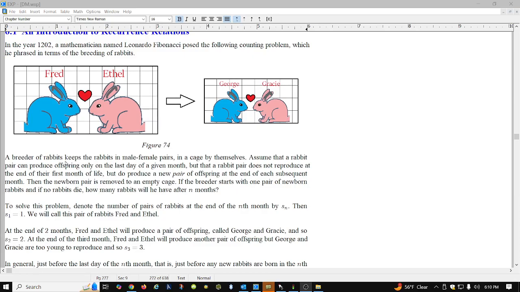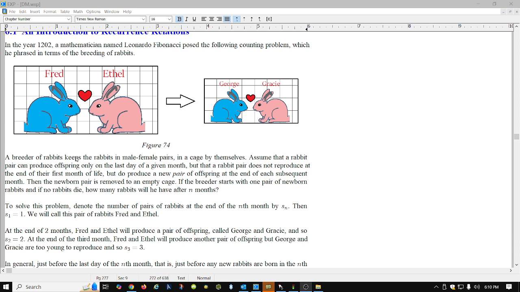A breeder of rabbits keeps the rabbits in male-female pairs in a cage by themselves. Assume that a rabbit pair can produce offspring only on the last day of a given month, and that a rabbit pair does not reproduce at the end of their first month of life because they're too young, but do reproduce a new pair of offspring at the end of each subsequent month. Once they're 2 months old, they begin to reproduce.